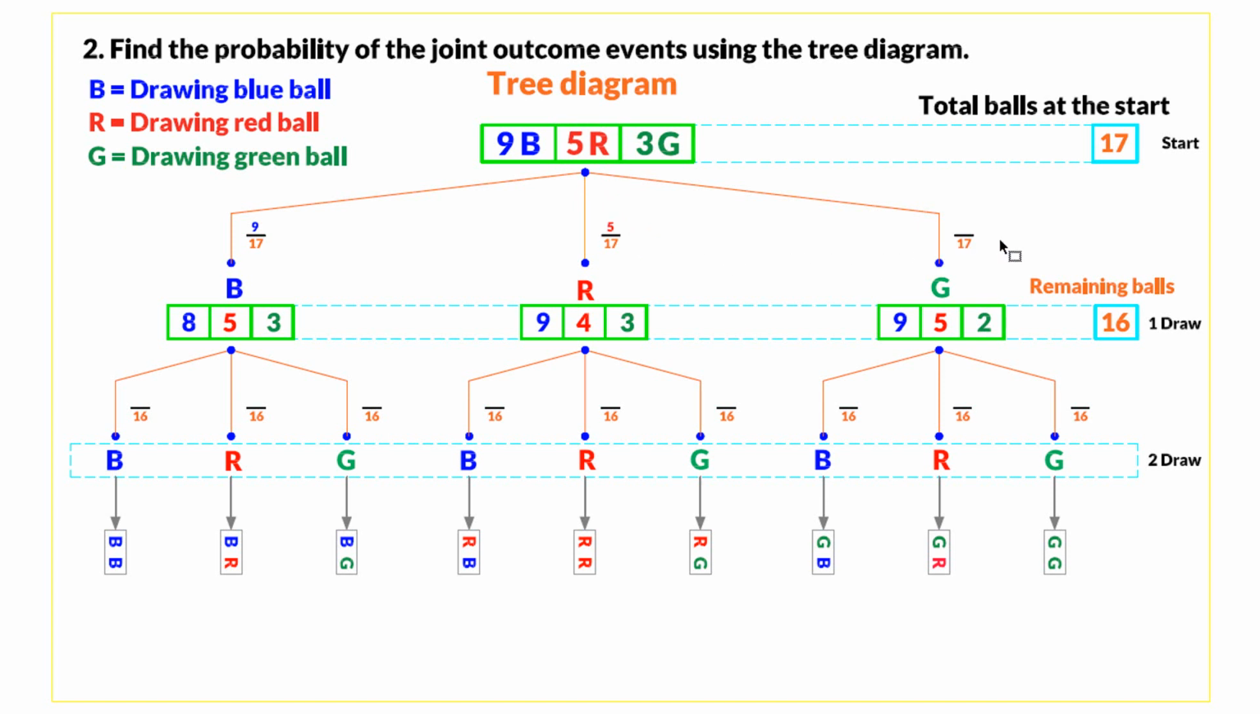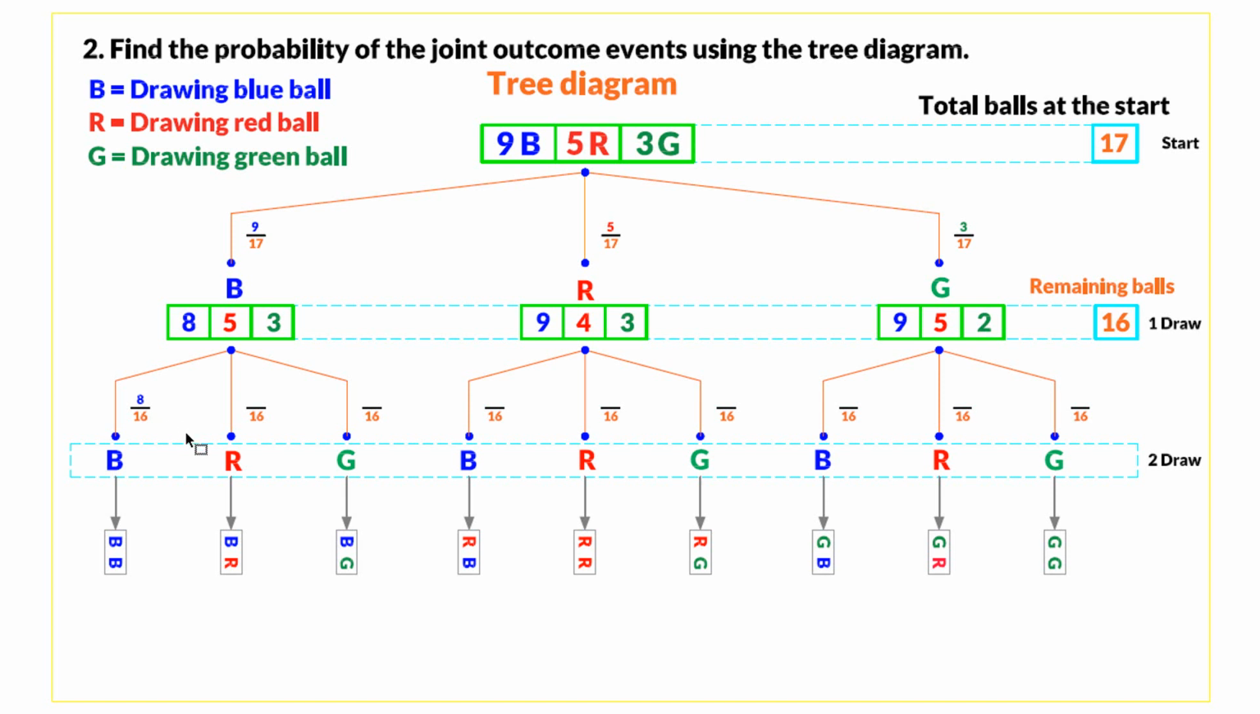And what is the probability of picking the first green? So we have 3 green here, so it is 3 over 17. So now what is the probability of picking blue after the first blue? We have 8 blue available, favorable outcome, so it is 8 over 16.